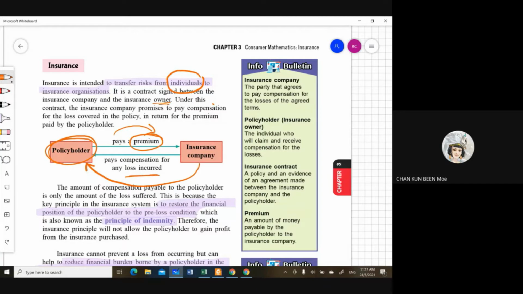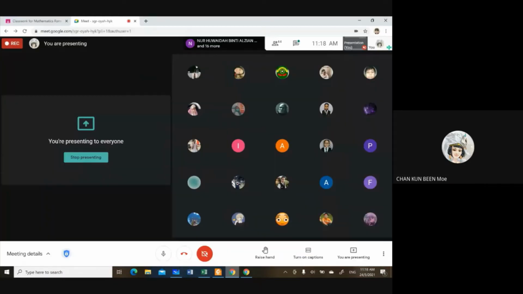So you look at the info bulletin over here, you need to know the parties involved in the insurance. The insurance company, I'm sure you know this already, is the party that agrees to pay compensation for the losses of the agreed terms. Now, my question for you: do you know any insurance company that comes to your mind? Or for example, which company did you buy your insurance from? Can somebody answer?